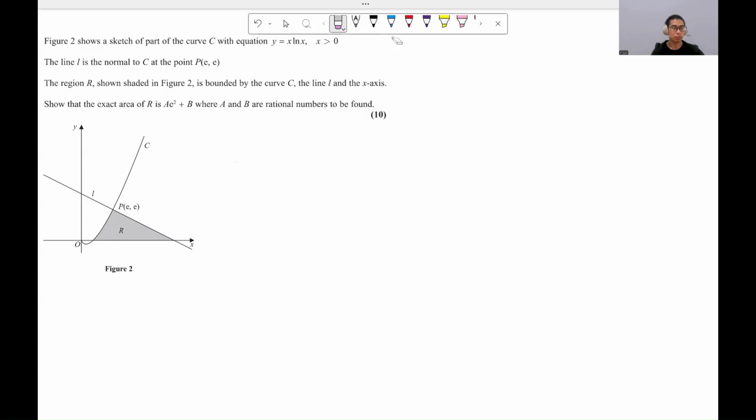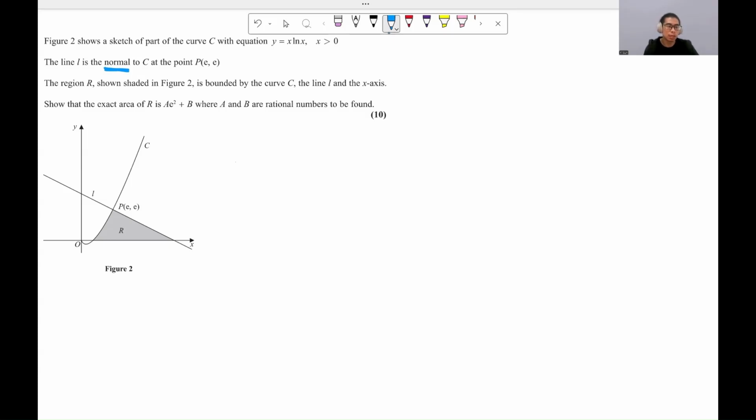Let's have a look at this question. Figure 2 shows a sketch of part of the curve C with equation y equals x ln x, and x is more than 0. Line L is the normal to C at point P, (e, e). So if it's something to do with normal, we definitely need to use differentiation at some point.